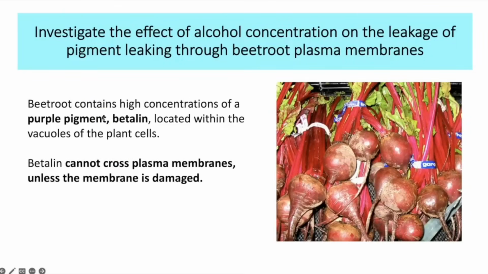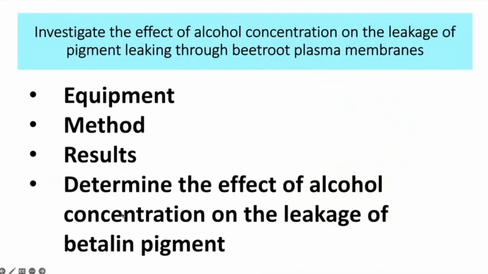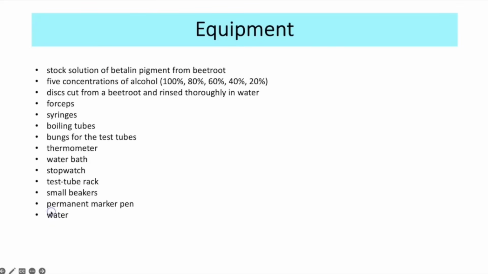Beetroot contains high concentrations of a purple pigment, which is betulin, and that is located within the vacuoles of the plant cells. And betulin cannot cross those plasma membranes if they are undamaged. So the only way that that betulin pigment comes out of the beetroot is if the cells are damaged and therefore the vacuoles are burst open and the pigment is released. So we're going to go through the equipment, method and results and use that to see how you could determine the effect of alcohol concentration on the leakage of betulin pigment.